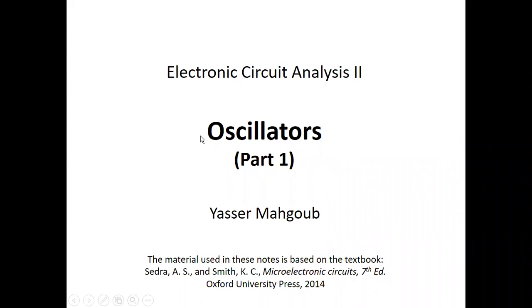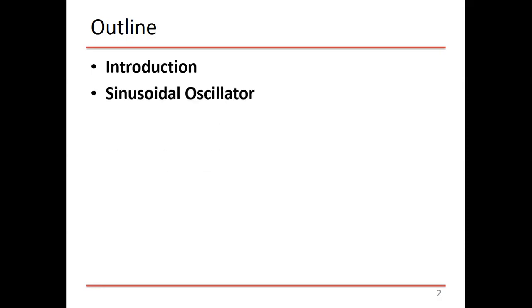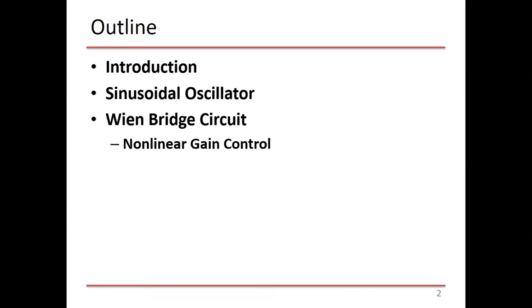Okay, so today's topic is about oscillators. We have finished the topic about the active filters, how to design active filters using different circuits. Today we are going to start talking about how to design an oscillator, okay? The outline of this lecture is an introduction about different types of oscillators, sinusoidal oscillators or non-sinusoidal oscillators and their different types. We will focus in this lecture only on sinusoidal oscillators, and we will study two of them, the Wien bridge circuit, and the second one is the phase shift oscillator.